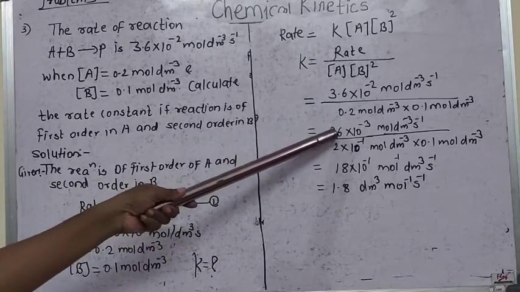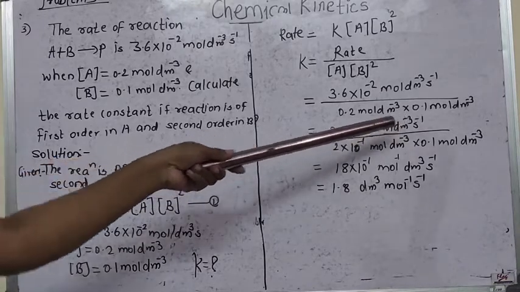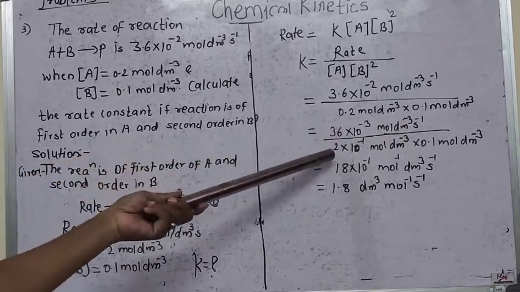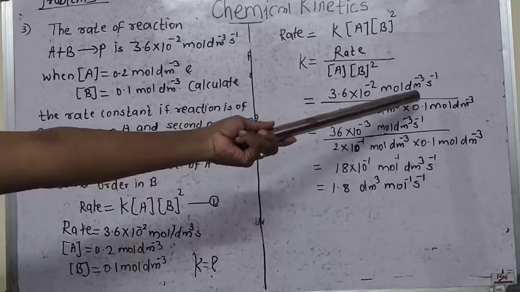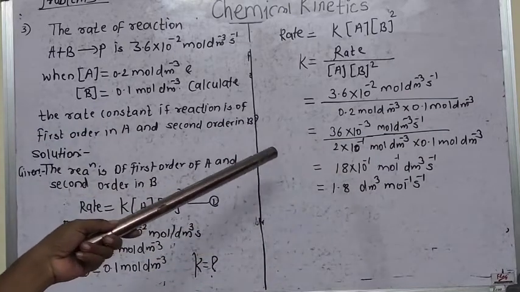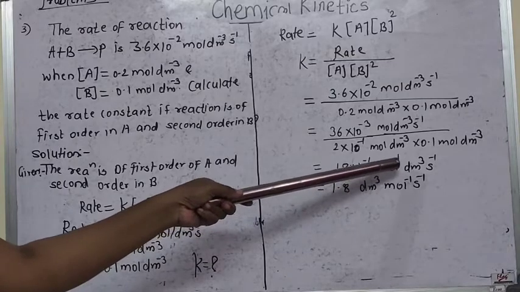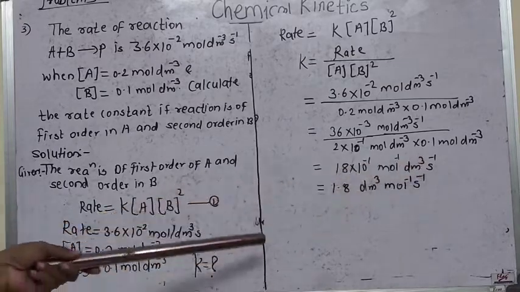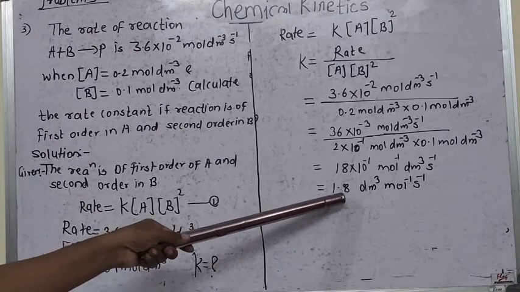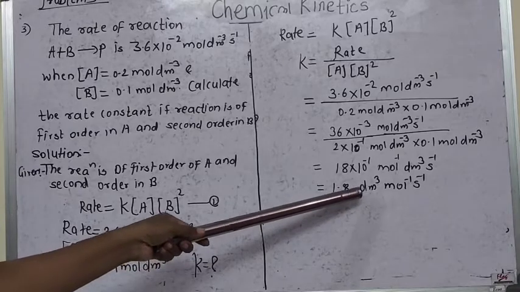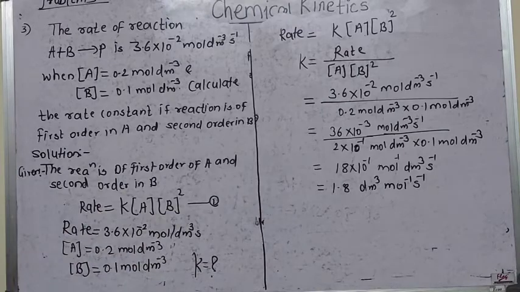Simplifying this by shifting the decimal point, 36 into 10 to minus 3 mole per dm cube per second. Shifting the decimal point, 2 into 10 to minus 1 mole per dm cube into 0.1 as it is mole per dm cube. Solving this, we get 18 into 10 to minus 1 per mole dm cube per second. Simplifying this by adjusting the decimal point, we get the value 1.8 dm cube per mole per second. That is the rate constant. Okay.